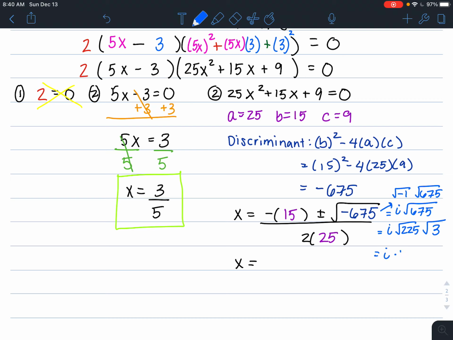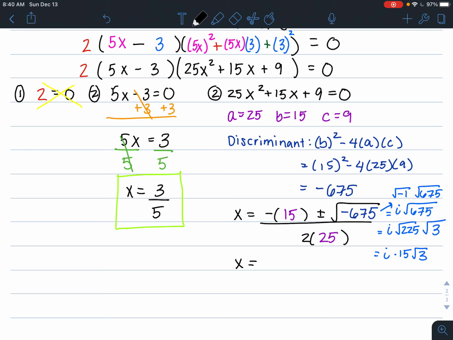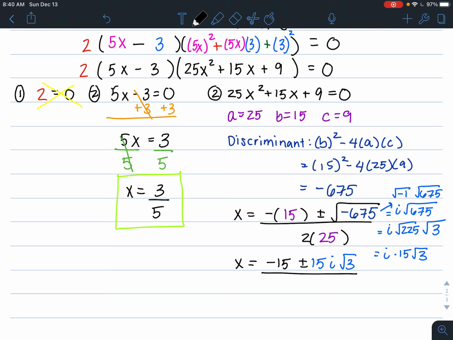So the square root of 225, rather, is equal to 15. So we're going to get i times 15 times the square root of 3. So when I go down here in my next line, negative 15 on the outside, so negative 15 plus or minus 15i square root of 3. And then 2 times 25 in my denominator is going to equal 50.